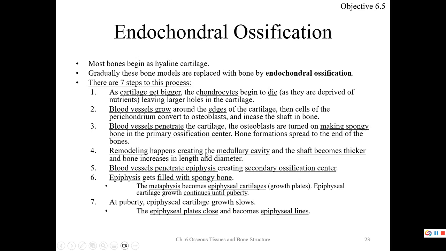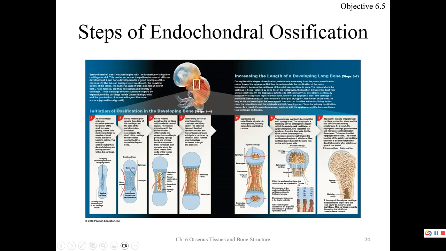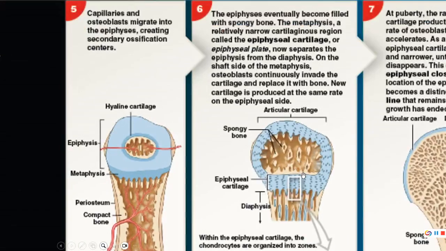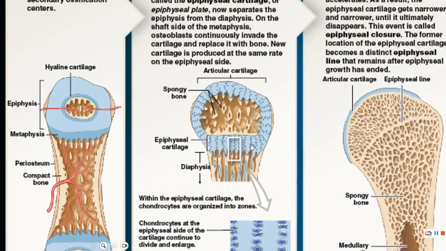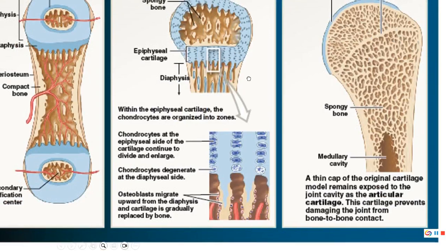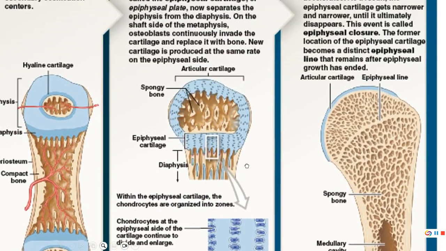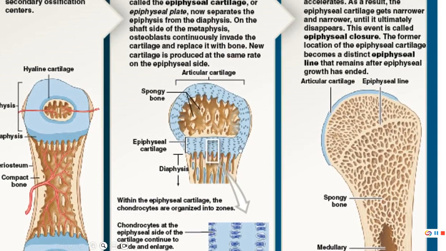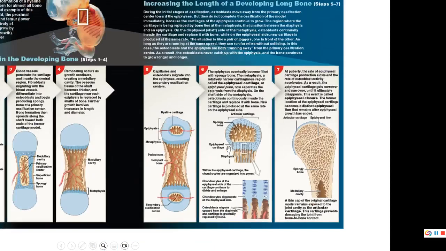Then the epiphysis will get filled with spongy bone, and the metaphysis becomes what's called the epiphyseal cartilages, or the growth plates, and they will grow until puberty. Okay, so right here we have the epiphyseal cartilage, the growth plate growing until puberty. There are growth zones inside here, different zones that actually allow for growth. The cells divide, and this creates a longer bone. This is what happens when you grow. This is why you have growing pains.